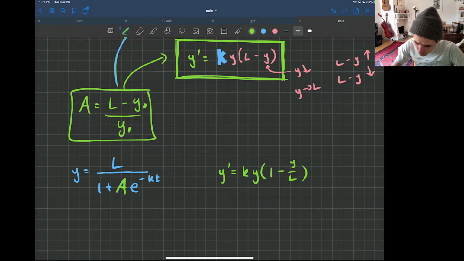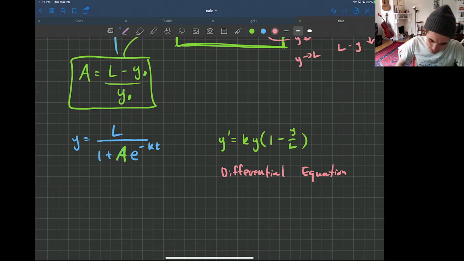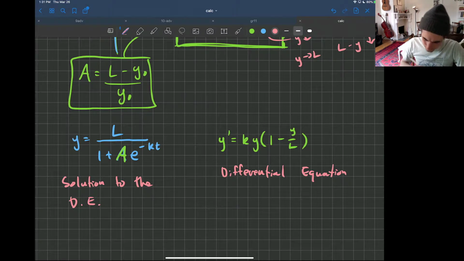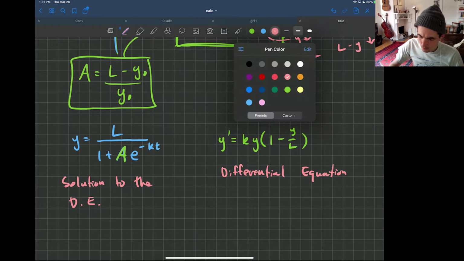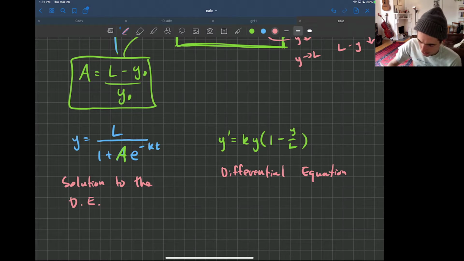Well, the one on the right, this is what we're starting with. This is our differential equation. And this is the solution to the differential equation. Okay? So we're starting off with the green one. Let's call it the green one.